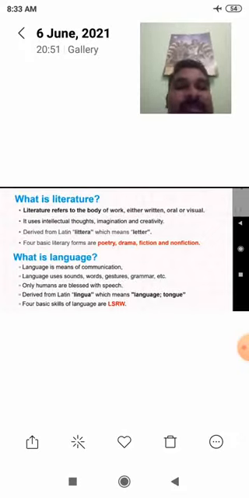Then non-fiction. Non-fiction means something like a short story. This is also a very important part of literature.